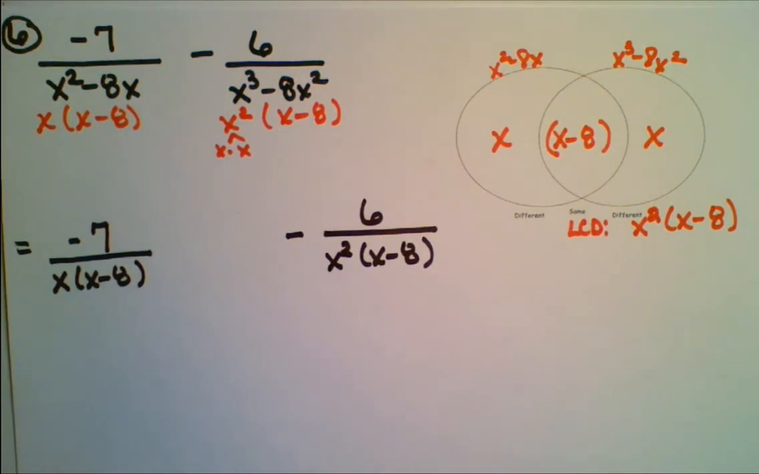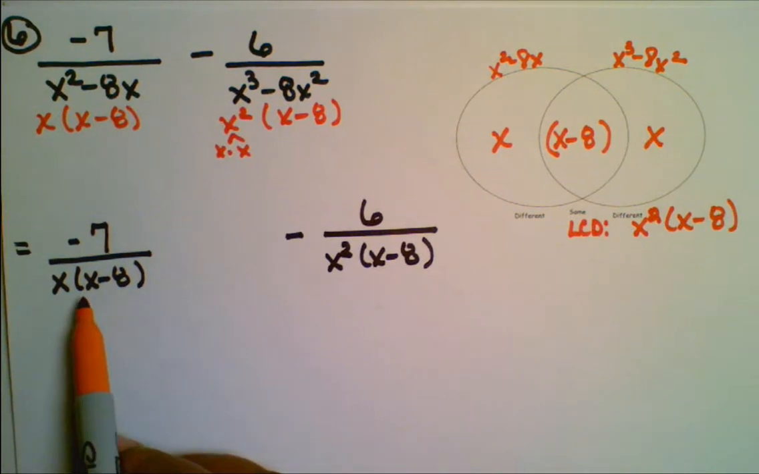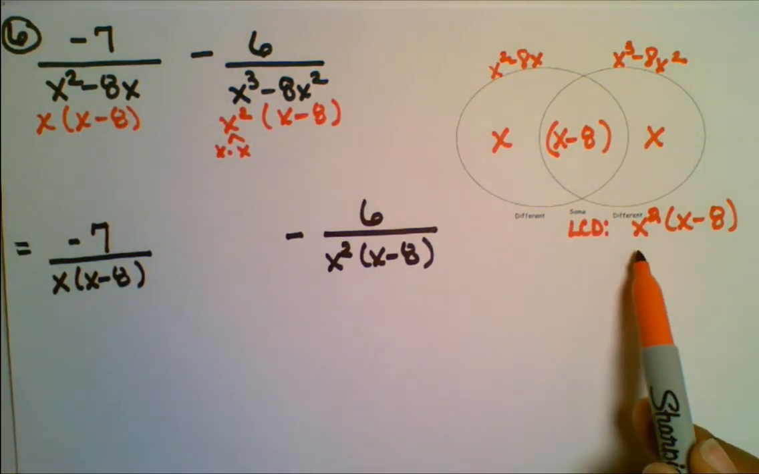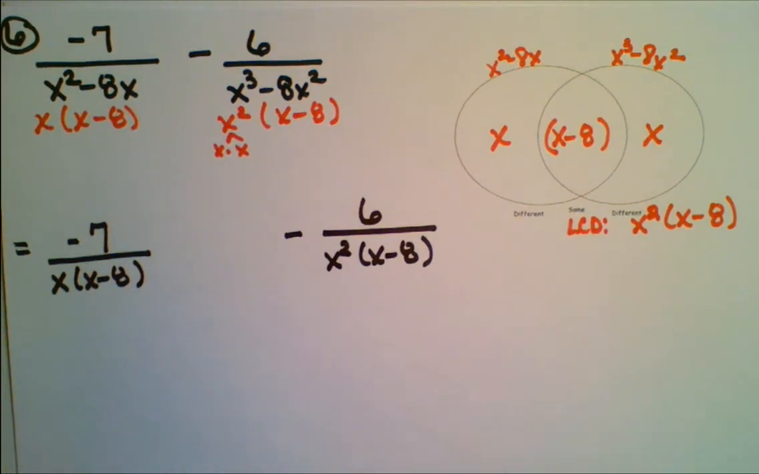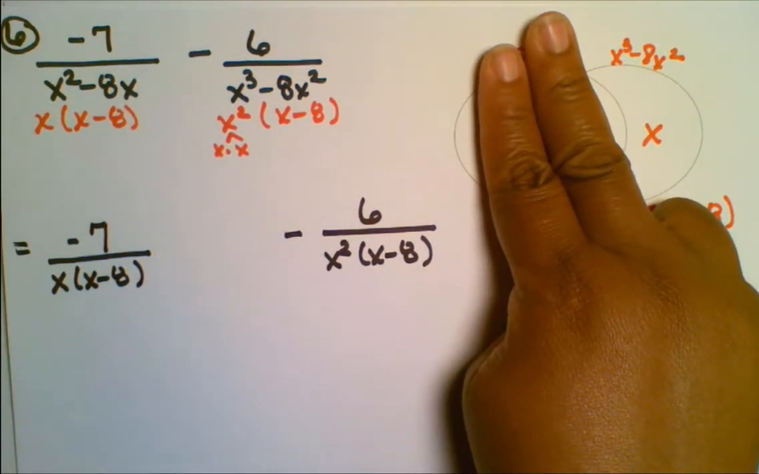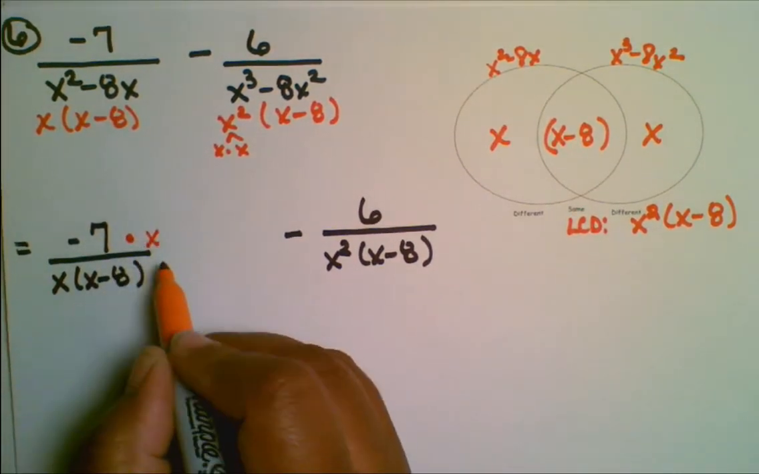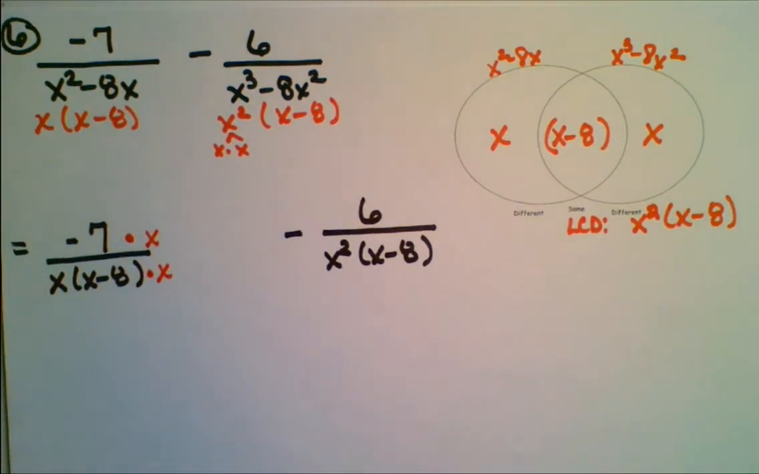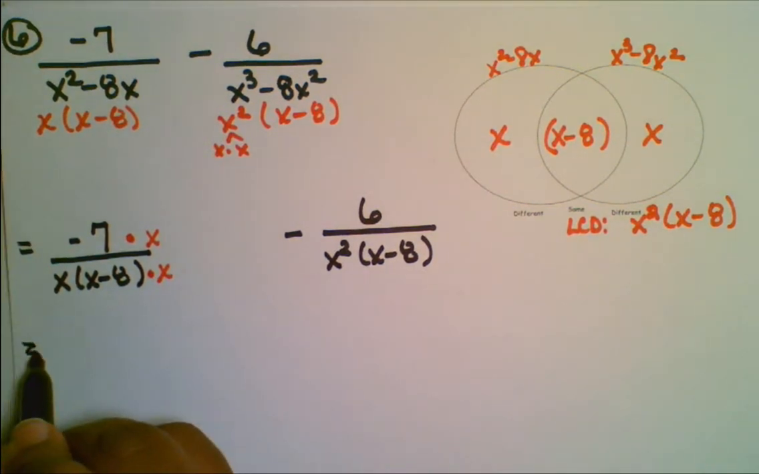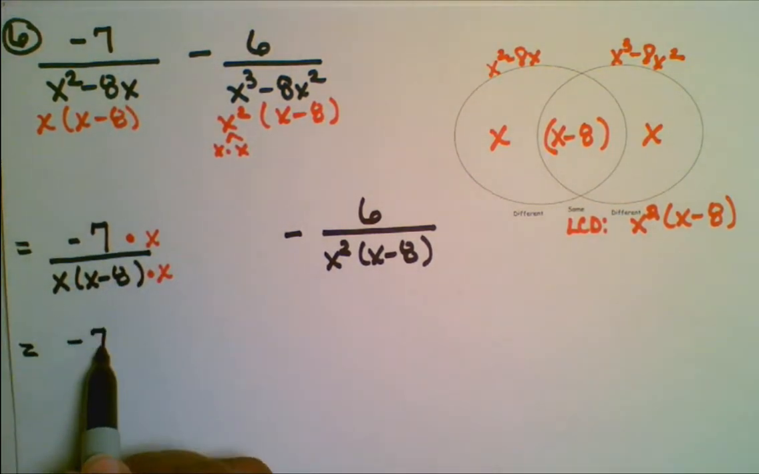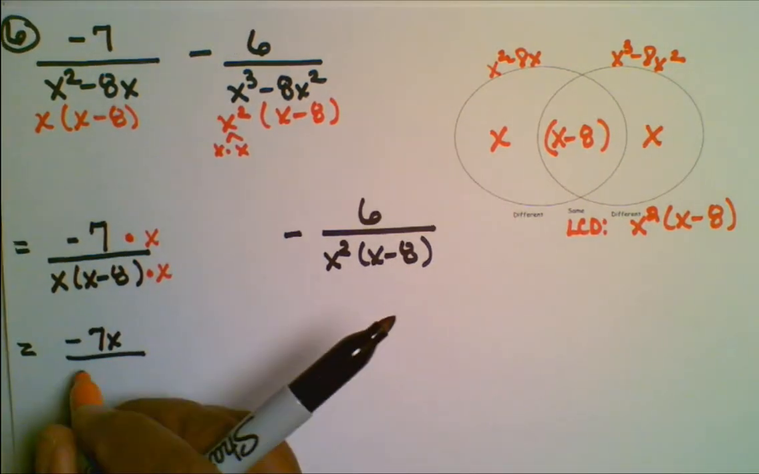So now let's convert. Look at your denominator, x times x minus 8. What must we multiply this first fraction by so we can convert that to our new LCD? So I'm going to cover up the x and the x minus 8, and you notice that we have an additional x that's remaining. So we're going to multiply that first fraction by x, and then our first fraction, bringing together the numerator, we have negative 7x all over our LCD.